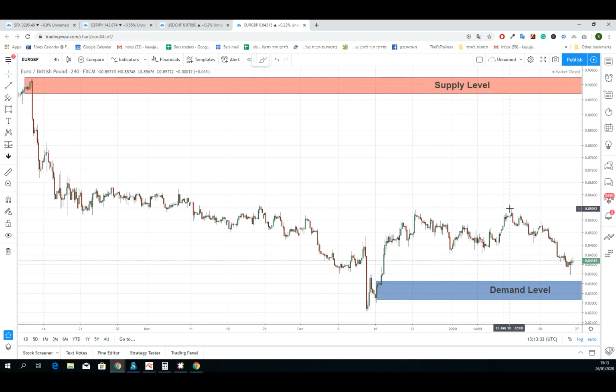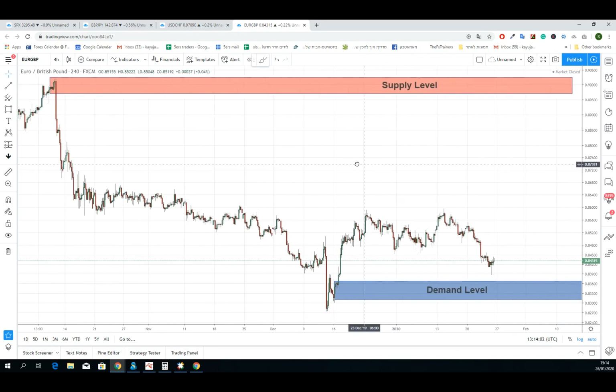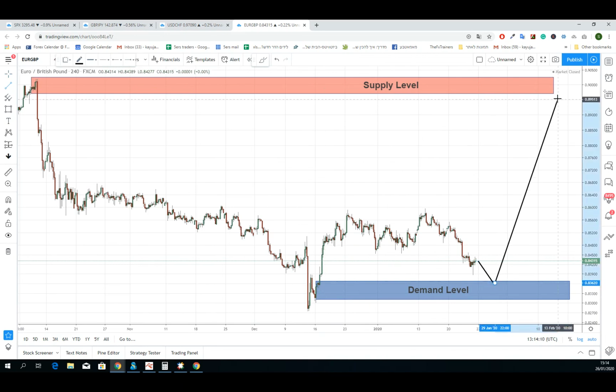I strongly believe that there is a high probability the price for the long term tends to reach this supply above. So if we are looking for a buy position to join this opportunity, this demand here below is the right level to buy Euro GBP, and hopefully the price will react from that level. I marked exactly what I'm looking for: this one and this one.